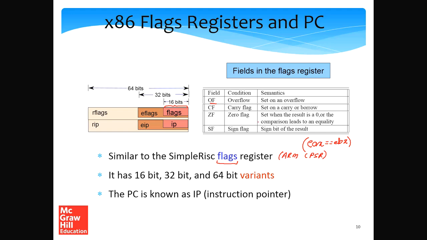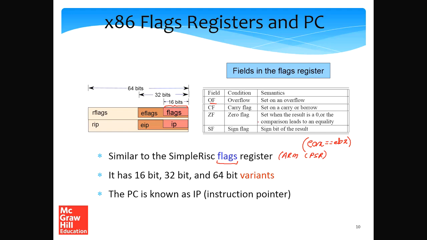And then we have SF, or the sign flag, which is the sign bit of the result. The sign bit of the result will essentially indicate if the result is negative or non-negative. Non-negative means positive or zero. So these four bits can be set in the flags register. There are other bits as well. Readers can take a look at Intel's manual for the other bits, but these are the four main bits.